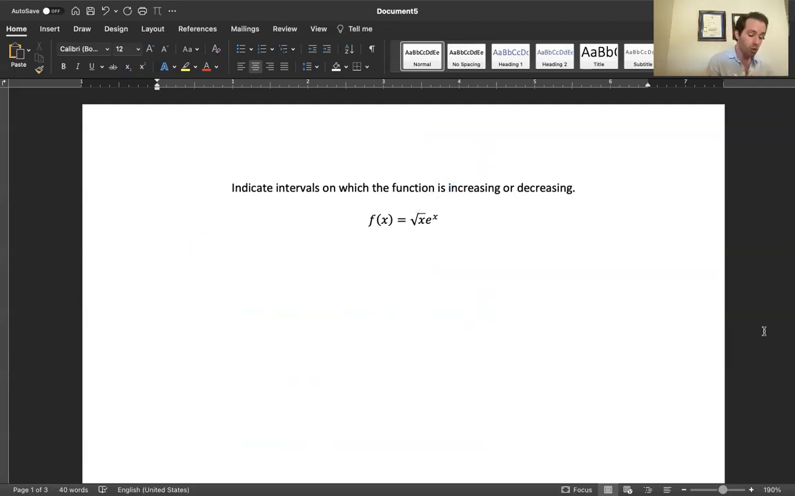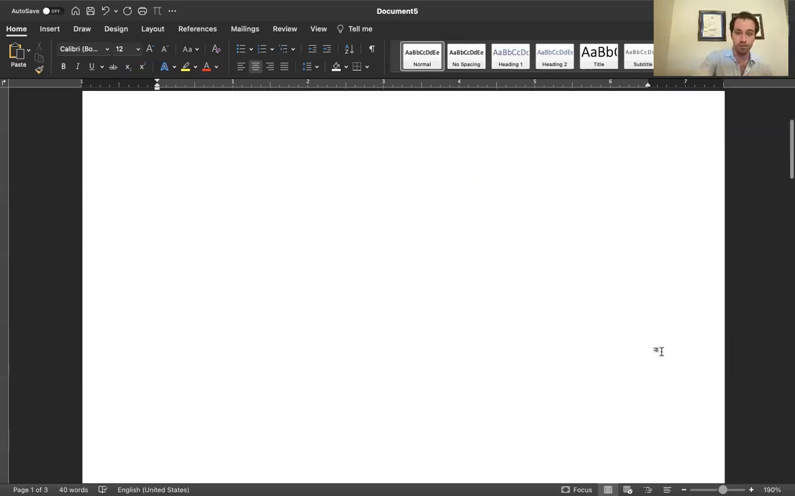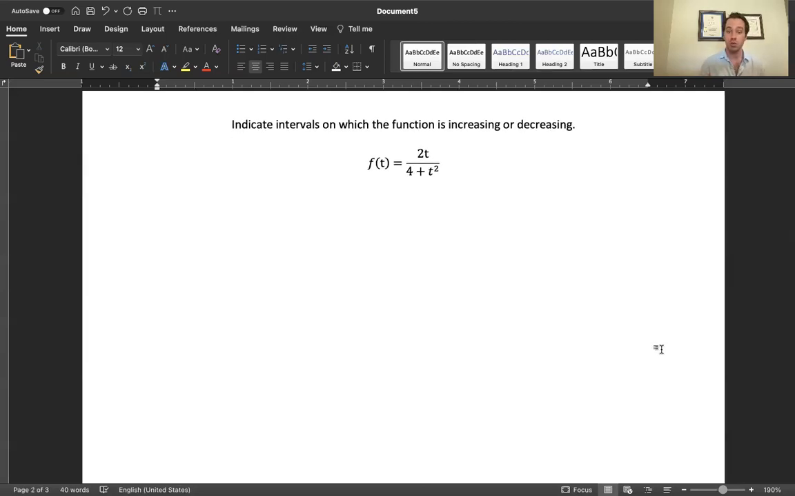Okay, let's do another one. Same sort of question, indicate intervals on which the function is increasing or decreasing. But this now is going to be using the quotient rule instead. So f of t is that. I want to find f prime of t.